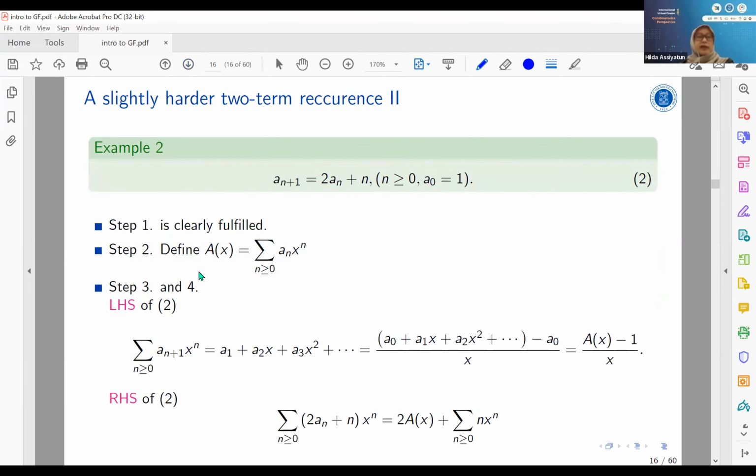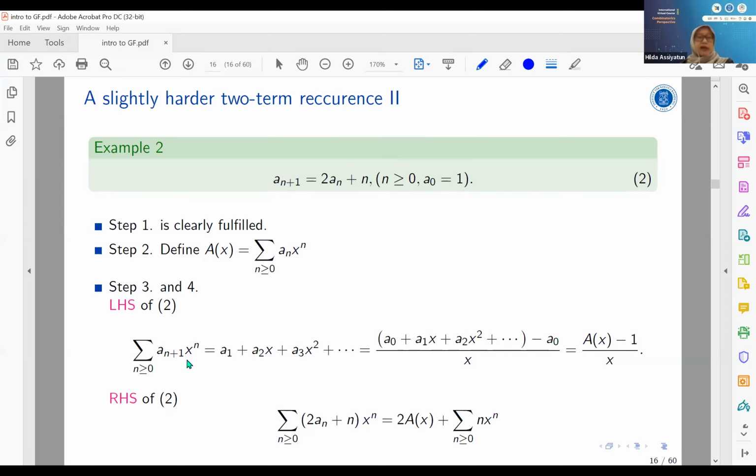I think step 1 is also clearly fulfilled. We know that this is correct for n greater or equal to 0. Again, step 2: we define the generating function. For steps 3 and 4, we multiply both sides by x to the n, and then sum over the domain of this recurrence.